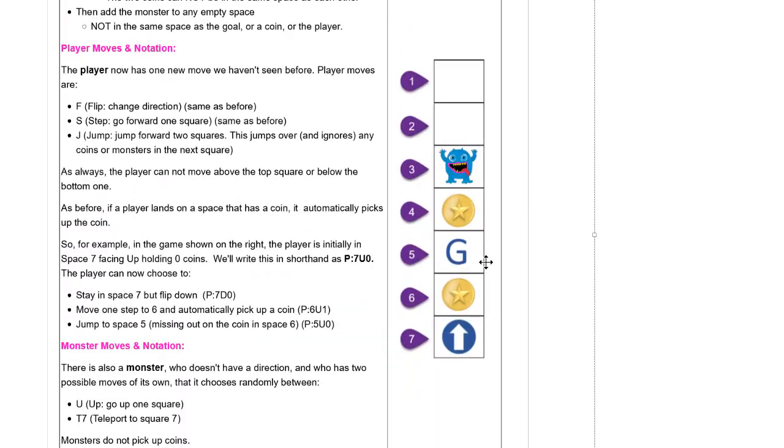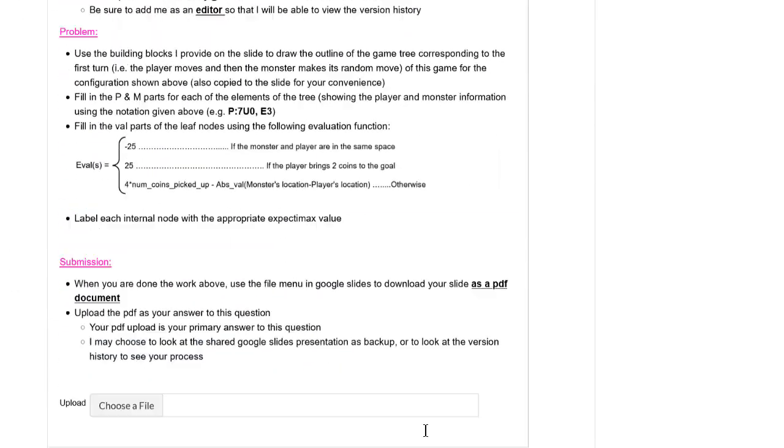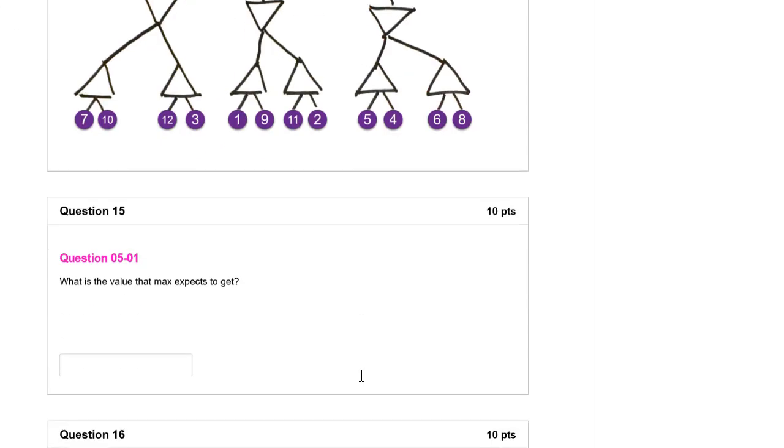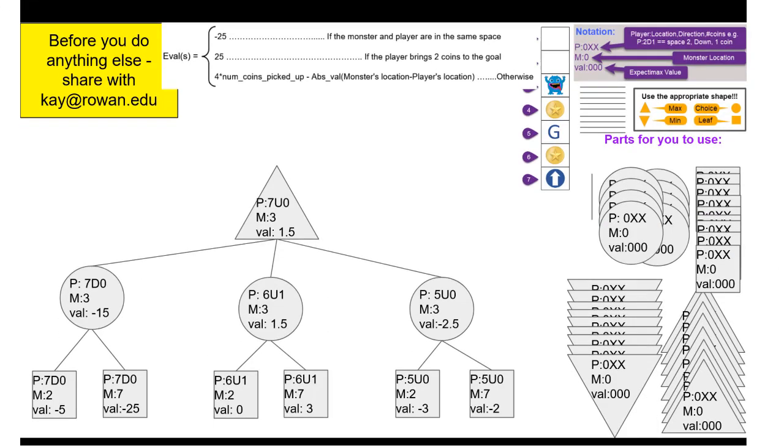So for this particular picture, which I also copied to the slide, fill in the P and the M parts. And then on the leaf nodes, I said, here's your evaluation function, fill out the evaluation function, and then label the internal node with the expect-to-max value. All right, so here is, I pasted it somewhere. Here we go. Here is a copy of my solution. And let me just talk you through a few features of this thing.